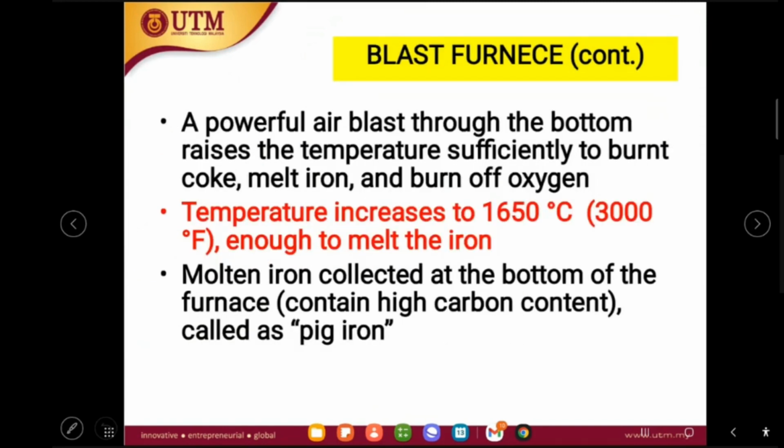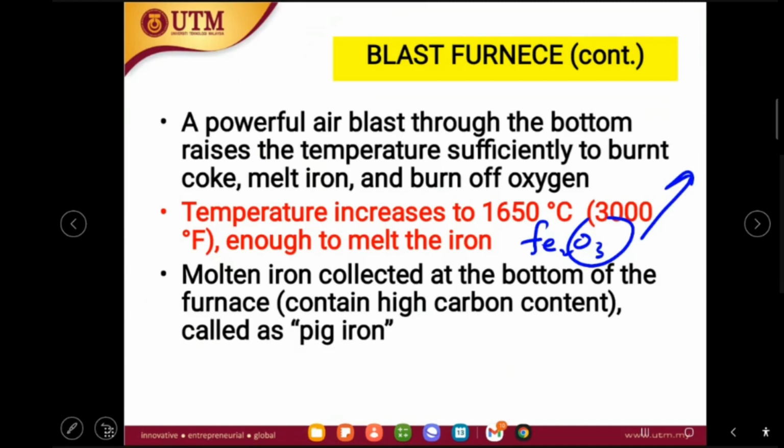So later, after we have charged all these materials into our blast furnace, a powerful air blast through the bottom will raise the temperature sufficiently to burn the coke, melt iron, and also burn off the oxygen. You still remember just now, the hematite is actually from the ferrous oxide. So this increase in temperature is to release part of the oxygen. The temperature required is approximately 1650 degrees Celsius, which is enough to melt the iron.